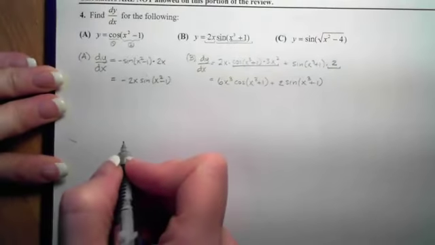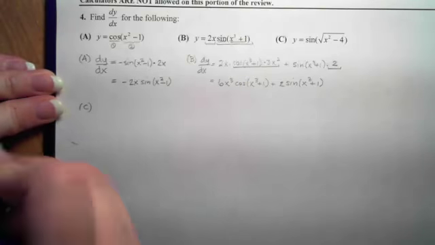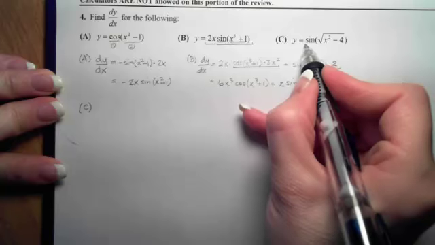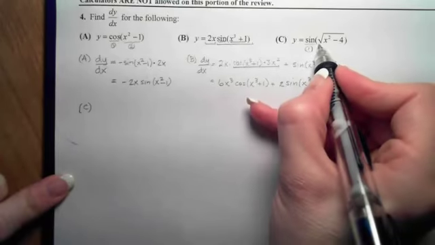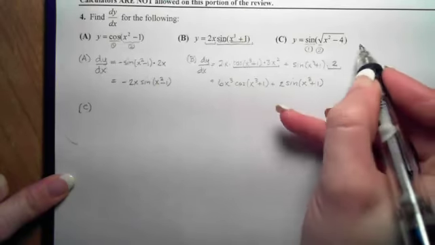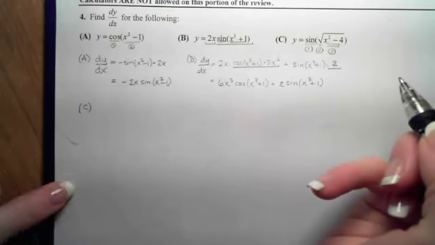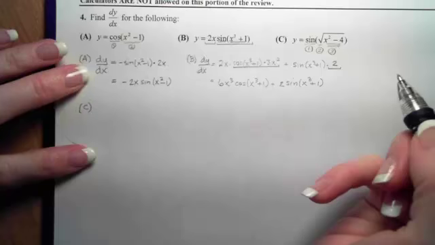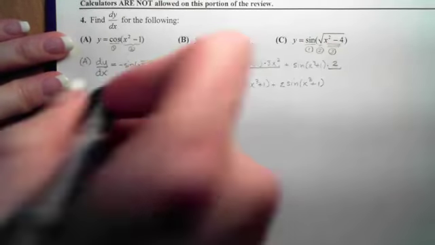Last part, C. Again, we have some nested chain rule going on here. The first thing that I see is the sine. That'll be the first derivative. The second thing I see is the root, so that will be the power rule with the second derivative. And the third thing I see is the polynomial inside. So I will actually be taking 3 derivatives, and each time I take a derivative, the inside remains unchanged.